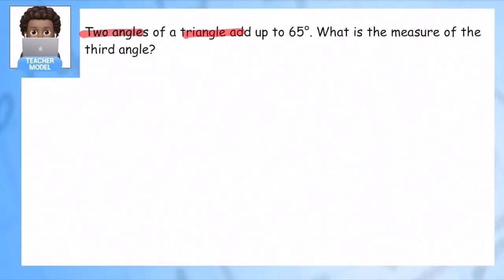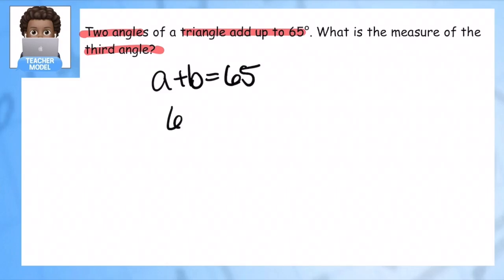Two angles in a triangle add up to 65. What is the measure of the third angle? Kind of like this one. All right, so we have A and B together make 65. And we know that A plus B plus C make 180. So I'm just going to put in 65 plus whatever that third angle is, C, is equal to 180. We know that those two are the sum of A and B together.